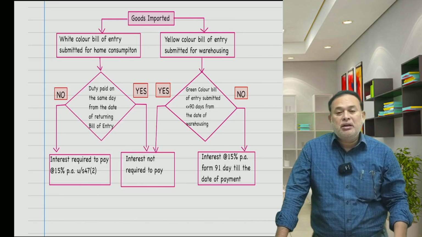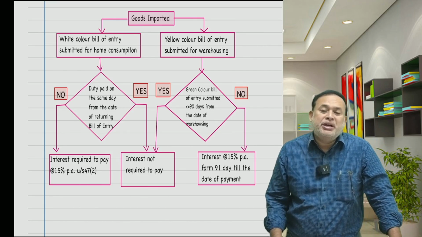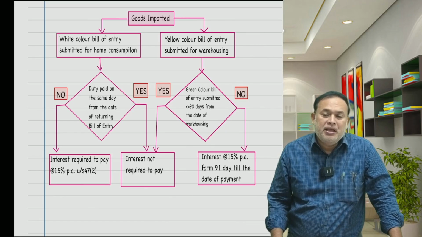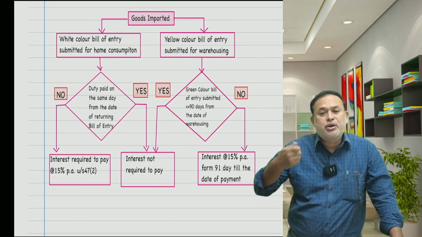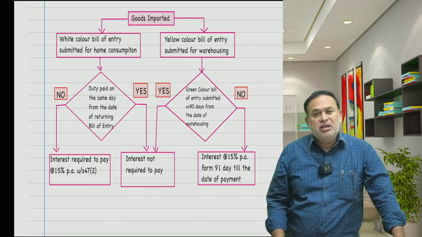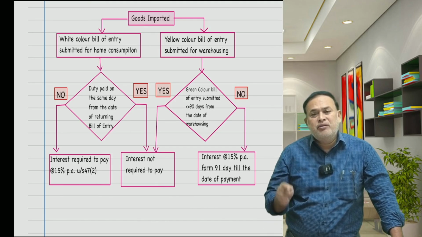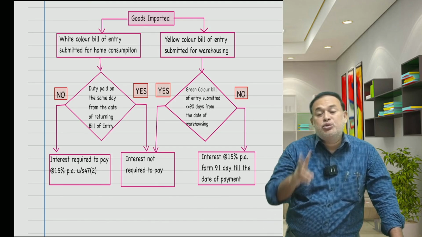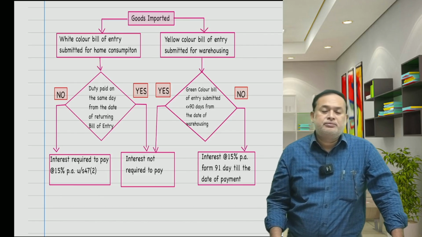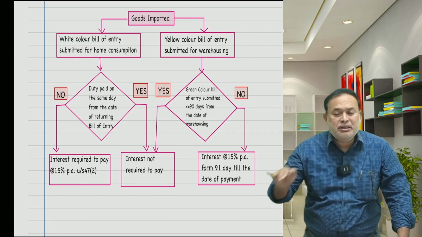Under the customs law, unlike the GST law, there are no specific due dates to pay the duty. The moment the bill of entry is returned to you, on the same day you have to pay the duty. If you pay next day, then the day on which you did not pay and the next day, that is 2 days delay. Of course, if there are any holidays in between, that can be reduced.